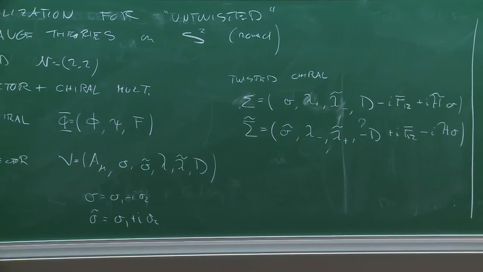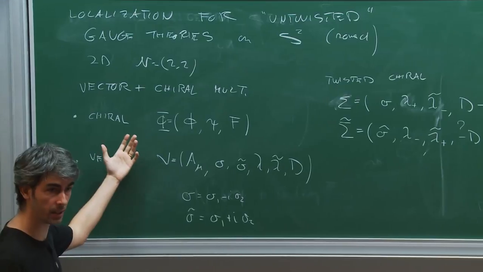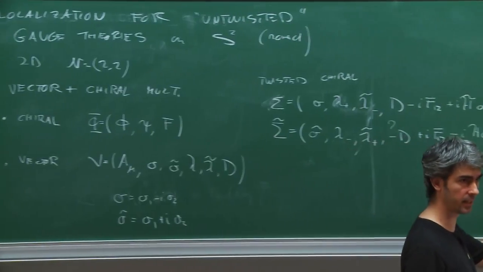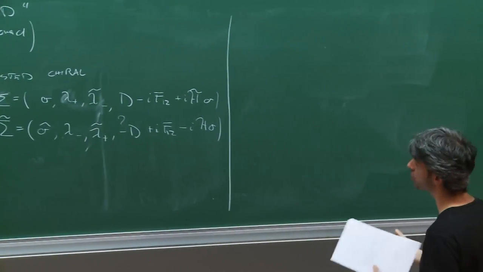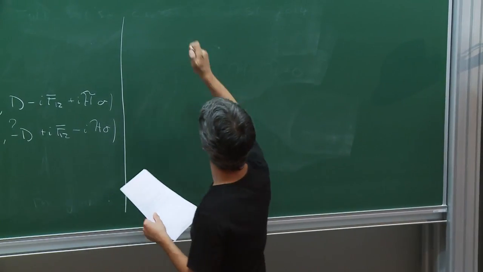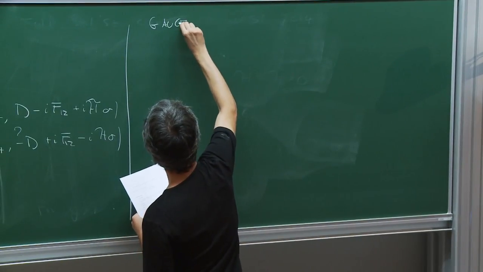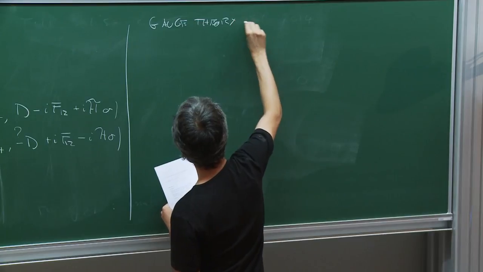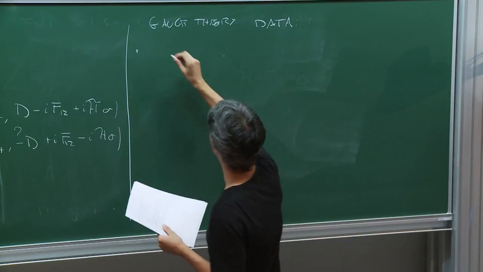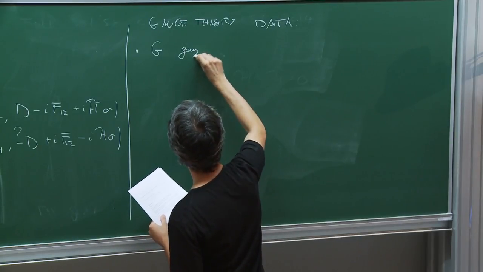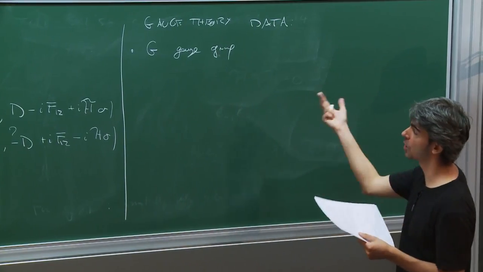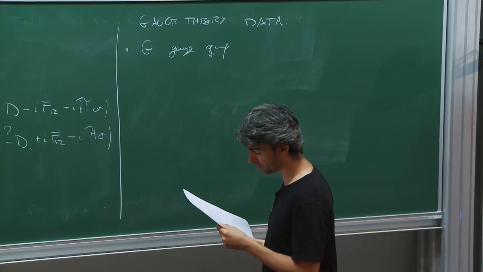So the important thing is now we want to construct gauge theories out of these multiplets. So what is the data that enters in defining and constructing these gauge theories? Essentially, what is the data that we have to specify, or we can specify and play with. First of all, we can specify the gauge group. For us, this will be some compact gauge group.